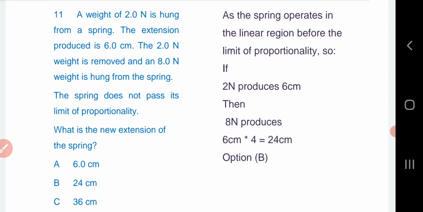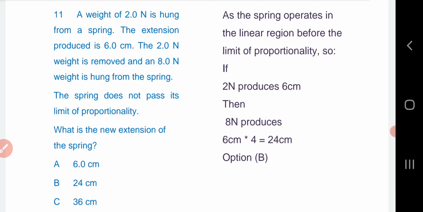Question number 11. A weight of 2 Newton is hung from a spring. The extension produced is 6 meter. The 2 Newton weight is removed and an 8 Newton weight is hung from the spring. The spring does not pass its limit of proportionality. What is the new extension of the spring?